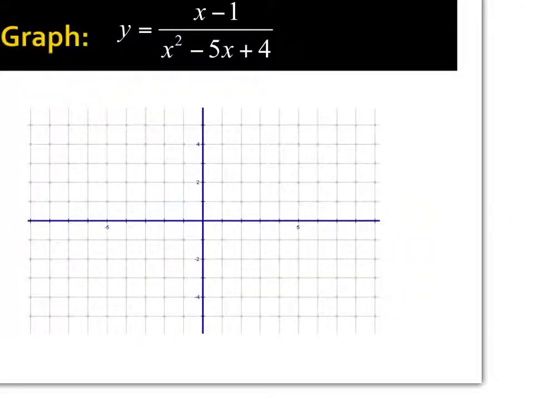For our second example, we have a slightly more complicated problem. We're going to have to do a little factoring in the denominator, so let's do that first. My numerator will stay the same, x minus 1, but my denominator needs to be factored into x.